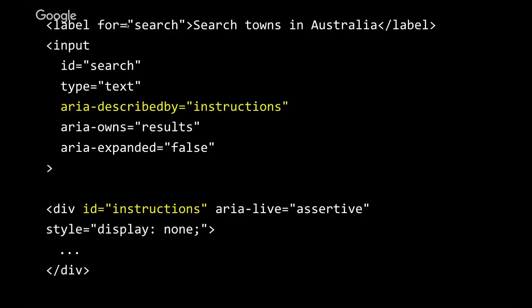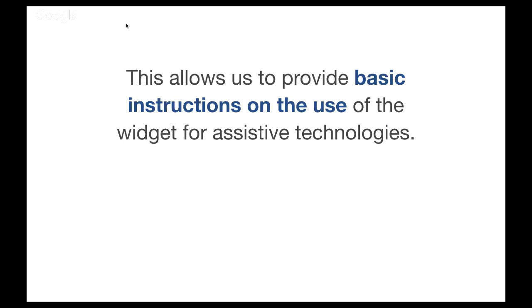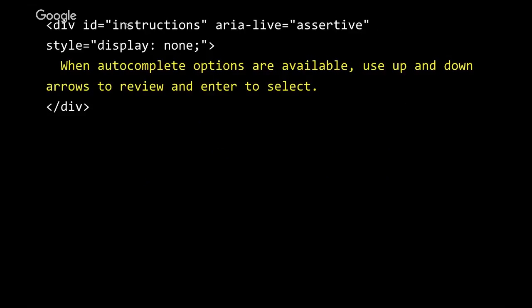But you can use aria-describedby and point off to another element and give more instructions or more information. So here we have aria-describedby with the value instructions, and our div down the bottom has an ID of instructions. Those two are now explicitly associated. This allows us to put basic instructions for that widget. In this case, the text inside that div says, when autocomplete options are available, use up and down arrows to review and enter to select. So they get to that input and it tells them search towns across Australia, and it automatically then says, when autocomplete options are available, use up and down arrows to review and enter to select.